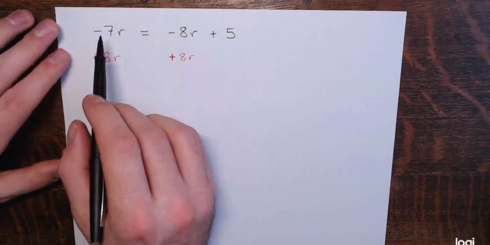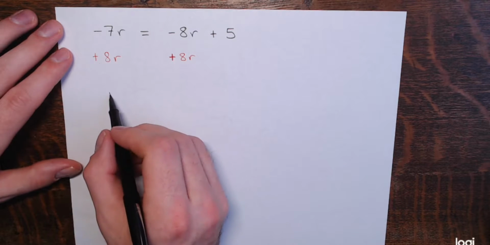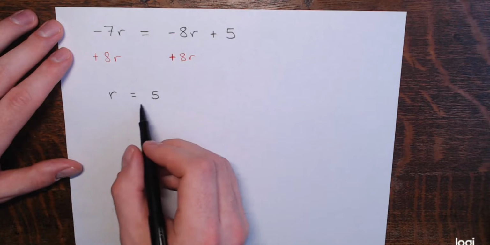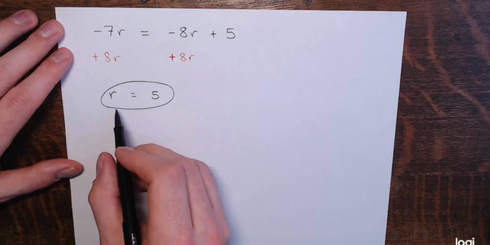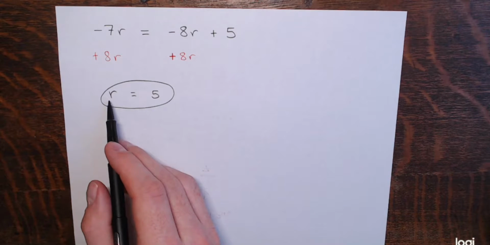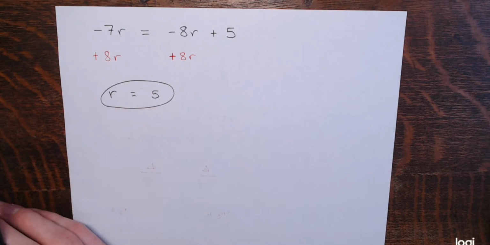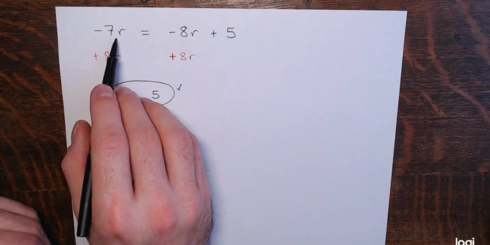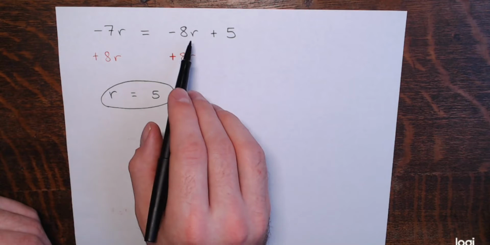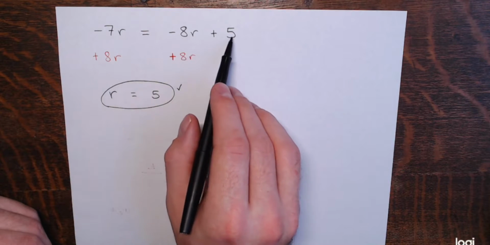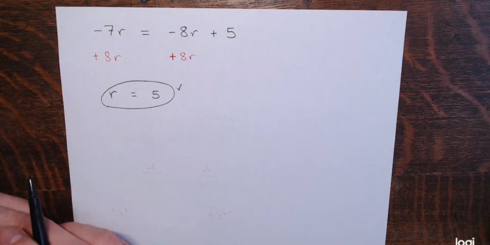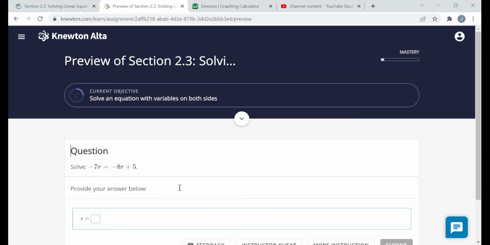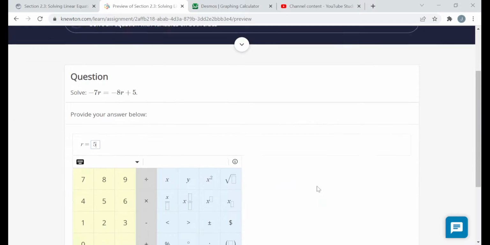Negative 7r plus 8r would be positive 1r equals, and then here 0 plus 5 is 5, and that is all we need to do. That's it. Because r is by itself, it's 1r equals 5. And then don't forget to check it. If I replace r with 5, the left side would be negative 35. The right side would be negative 40 plus 5, which is also negative 35. So it makes it a true statement. So very simply, r equals 5.